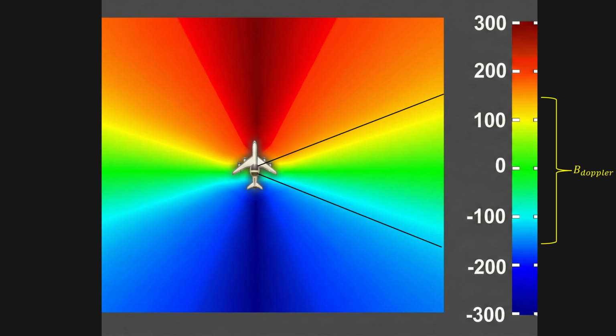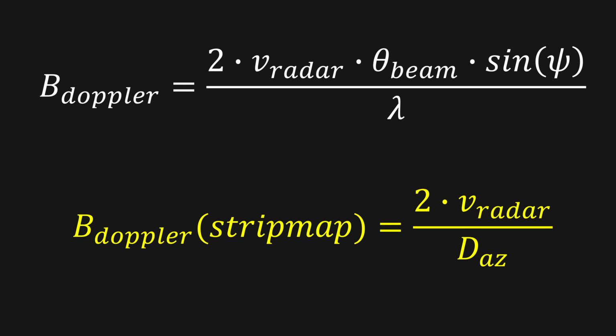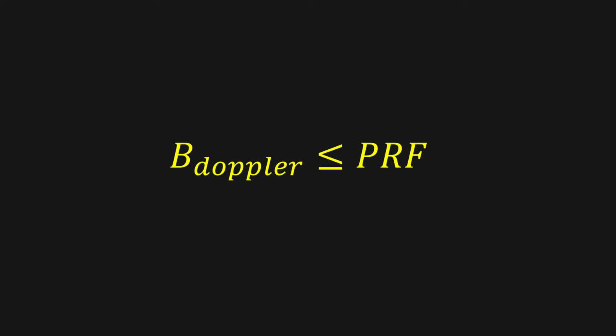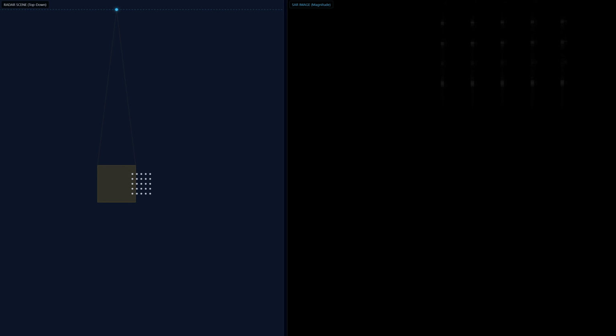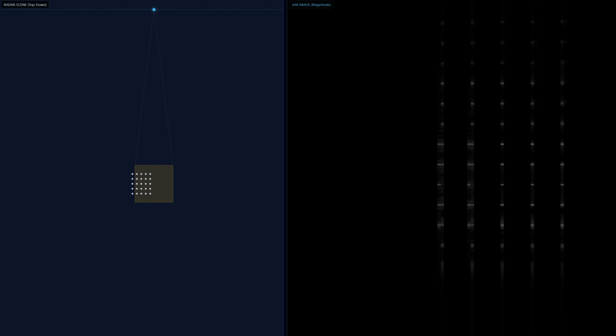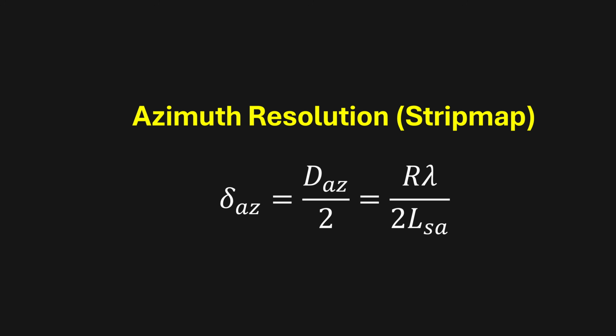The range of frequencies created by this Doppler shift is called the Doppler bandwidth, and it is determined by the speed of the platform and the beam width of the radar. The radar needs to pulse at a frequency called the pulse repetition frequency, or PRF, greater than the Doppler bandwidth. If the PRF is lower than this, the undersampling produces Doppler ambiguity that will create ghosting like you see here for frequency domain processing. Counterintuitively, the azimuth resolution in Stripmap mode is limited by how small your physical antenna aperture is in the azimuth direction, since a smaller antenna produces a wider beam and a larger synthetic aperture.